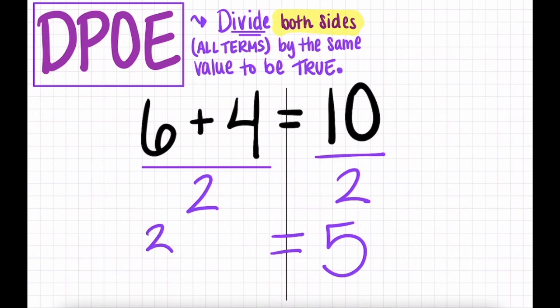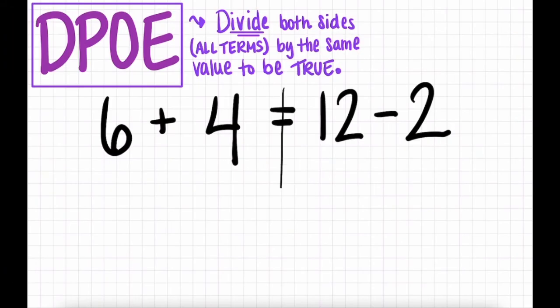6 divided by 2 is 3. 4 divided by 2 is 2. Does 3 plus 2 equal 5? Yes, we finally have a true equation. So again, looking at our definition, it does say all terms. That means we have to divide everything in the equation by 2. No term is left behind.